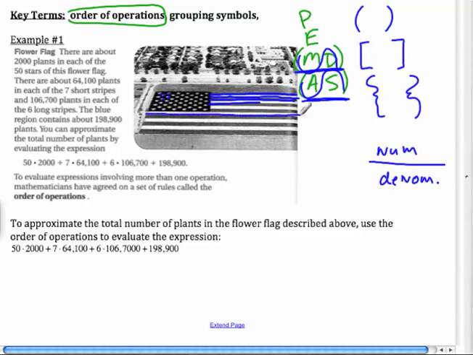Now, the blue region behind the stars contains about 198,900 plants. And it says you can approximate the total number of plants by evaluating the expression, and then they give us this expression. But you know what? Sometimes it helps just to put parentheses in there just so we can see what we need to do first. And I'm putting the parentheses around the multiplication because we're always going to do that before we add.